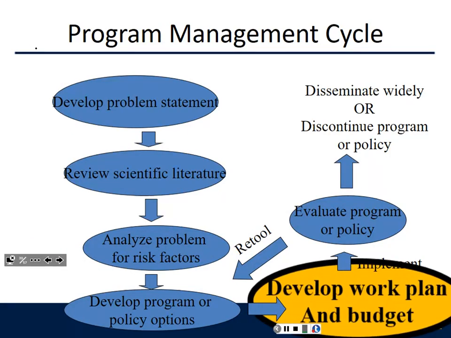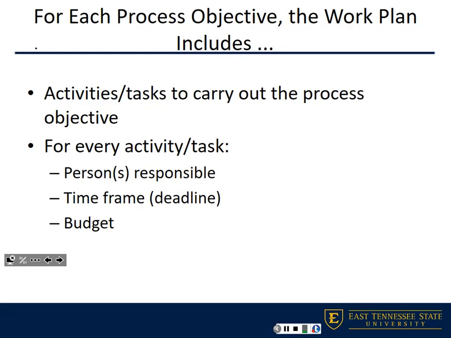So now is the time to, again, develop our work plan or action plan. So for each process objective, your work plan should include, at minimum, the following: a list of the activities or tasks that your team is going to need to implement in order to achieve that process objective. And then for every activity or task, identify the person responsible for achieving that activity, the time frame by which the activity should be achieved, and the budget.